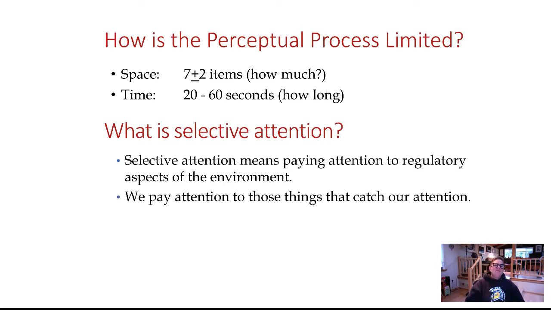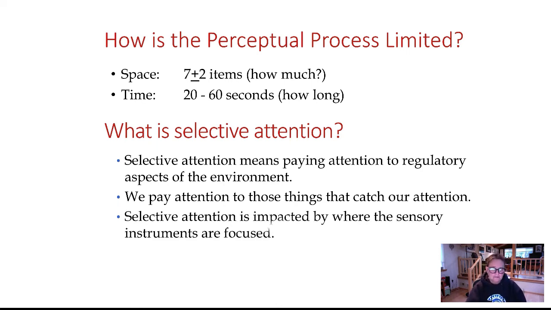So in order to deal with these limitations, we have to selectively attend to information. What selective attention means is that we pick out that information that's relevant or important to us. What aspects of the environment stand out for us? In fact, we pay attention to those things that seem to catch our attention.